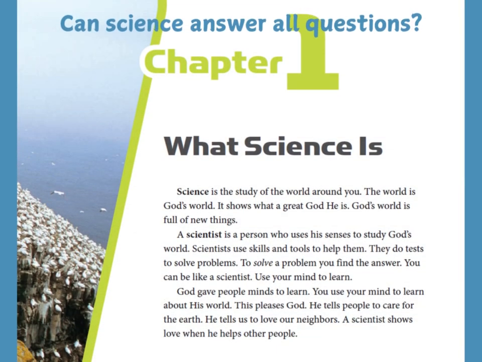Look at the vocabulary terms in chapter 1. They are in bold letters. Science. Science is a study of the world around you. What is the other vocab word? That's right, scientist. A scientist is a person who uses his senses to study God's world.